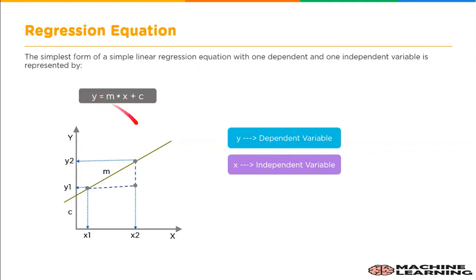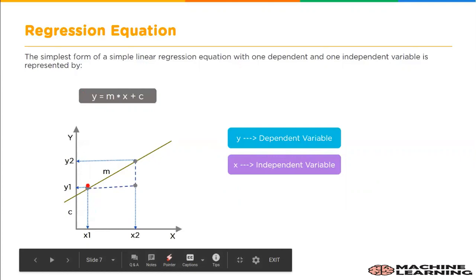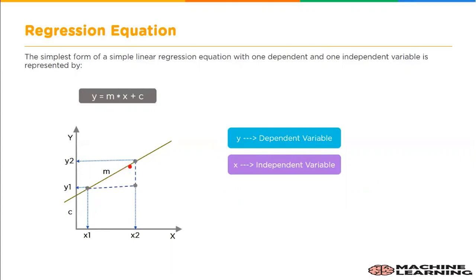M is the slope. What is slope? Slope is the rate of change of y with respect to x. Meaning, for a unit, if we are traveling from here to here, what amount is y changing? That is y2 minus y1, and what amount is x changing? So it is also known as dy upon dx, del y upon del x. Many forms are there.